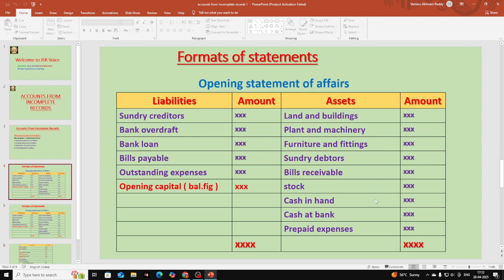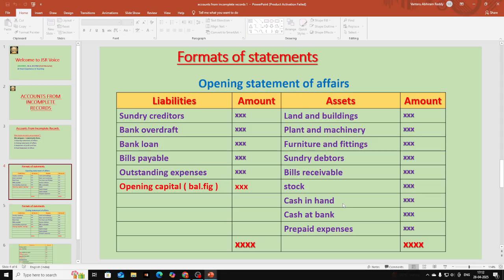These are the assets generally that we get and we can record here: land and buildings, plant and machinery, furniture and fittings, sundry debtors, bills receivable, stock, cash in hand, cash at bank, prepaid expenses. So we have to total all these. Always the total on the asset side will be more, and the liability side total will be less. So you have to find out the difference of that.